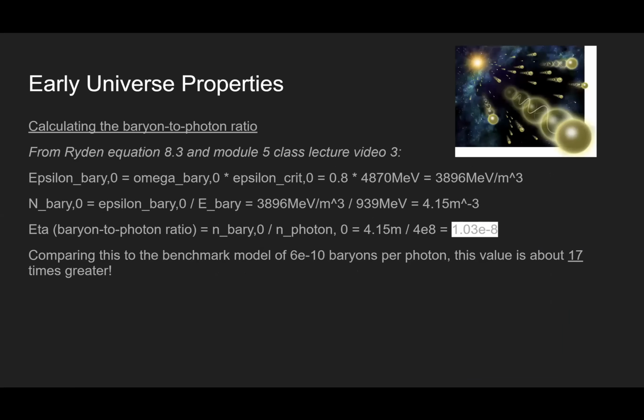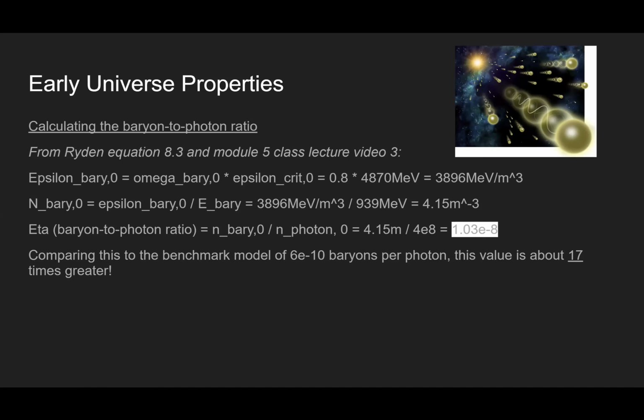Moving on to some of the early universe properties. First, we're going to be calculating the baryon to photon ratio, starting from equation 8.3 in module 5, class lecture video 3. First, what we do is find the energy density of baryons.